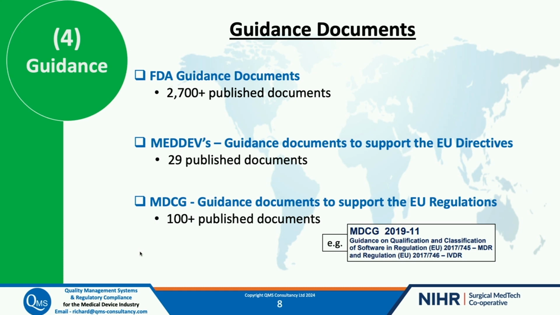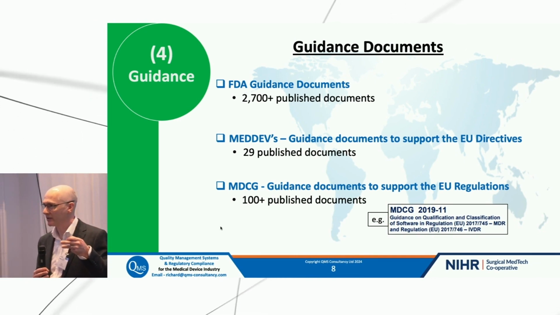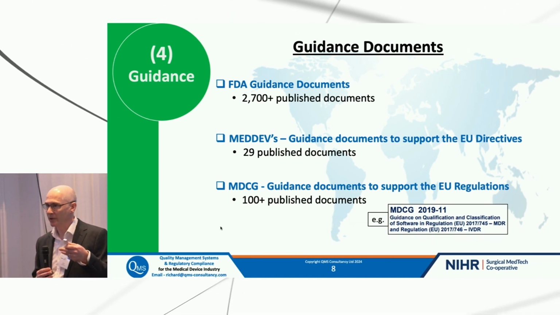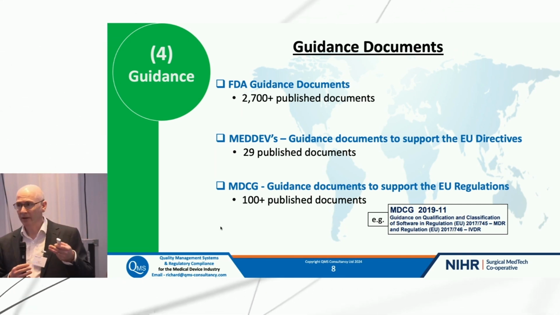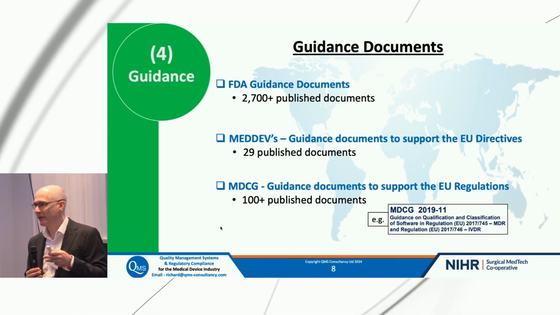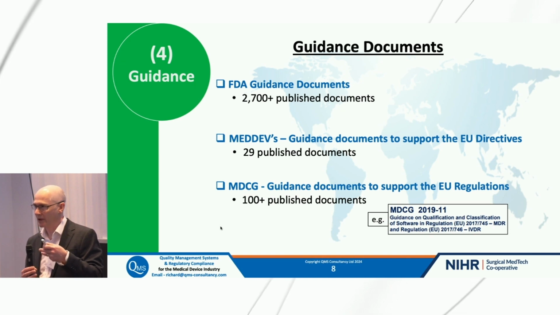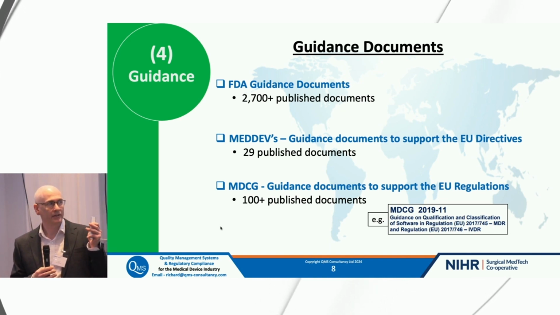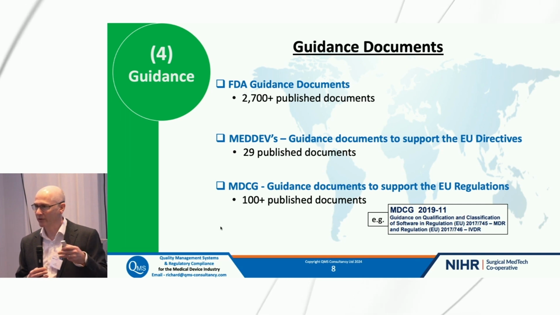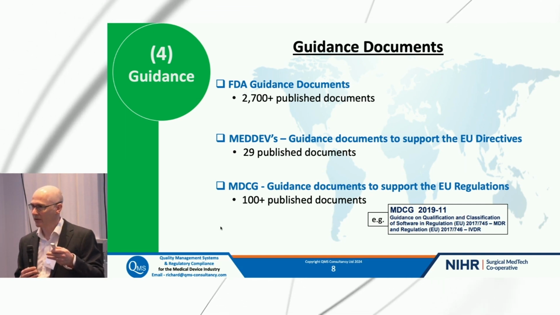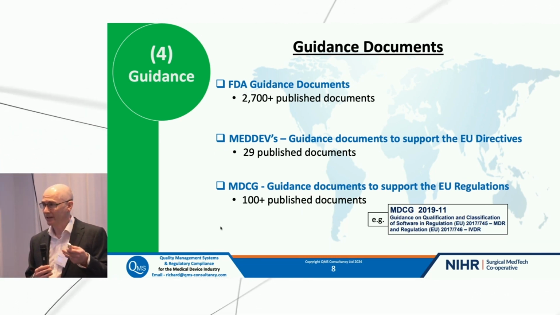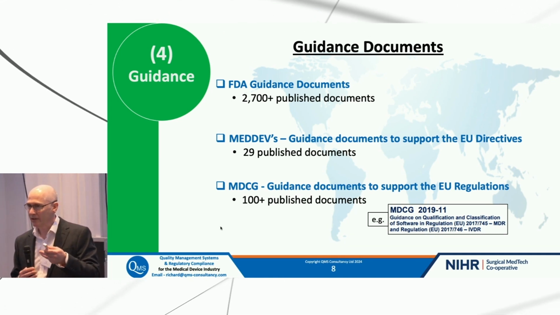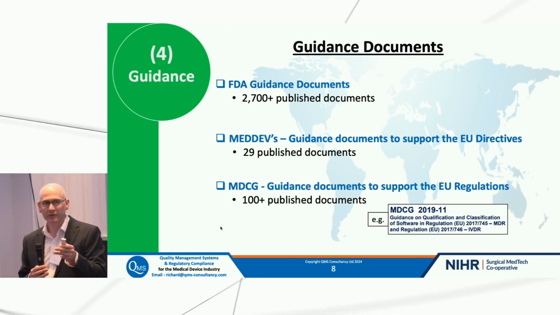Next, we've got guidance documents. So guidance documents are there to support the regulations. The FDA have been doing this since the 1970s. So they've got 2,500 plus documents which help support industry do the right thing. It's all available on the web. MedDevs, there's about 29 MedDevs which provide information to support the medical device directives, which are now being replaced by regulations in Europe. And there are now MDCG guidance documents that help to support all aspects of medical device manufacture. I've already introduced 2019-11 for software, and it's an excellent document, and I highly recommend anyone generating software should read it and make sure that they're on the right side of the fence.